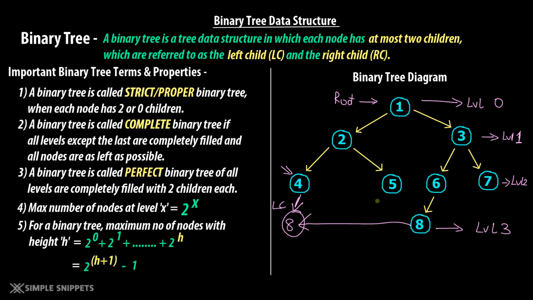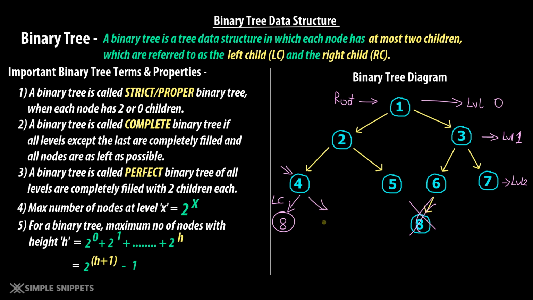But since there is some room left to the left side of the last level, it is not a complete binary tree. So if you want to make it a complete binary tree, you have to remove it from this position and take it over here as the left child for node 4.